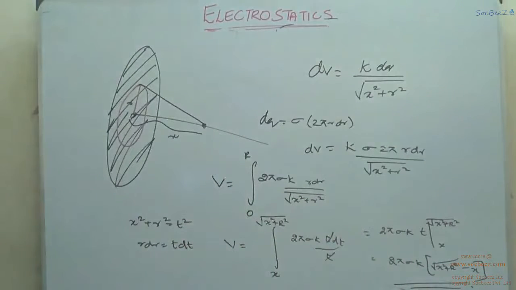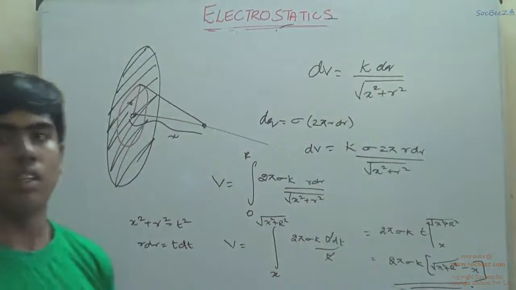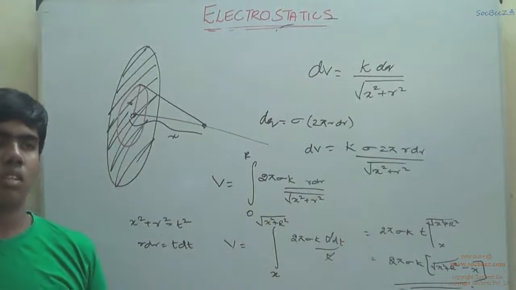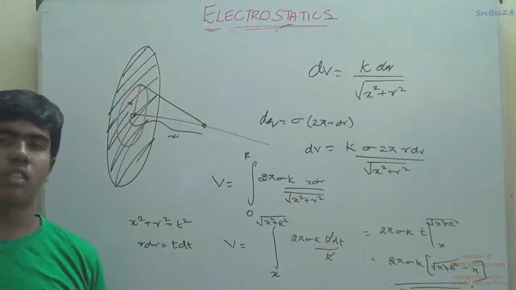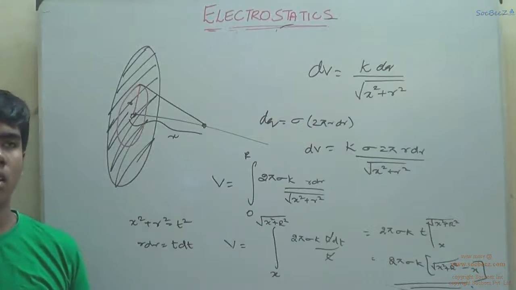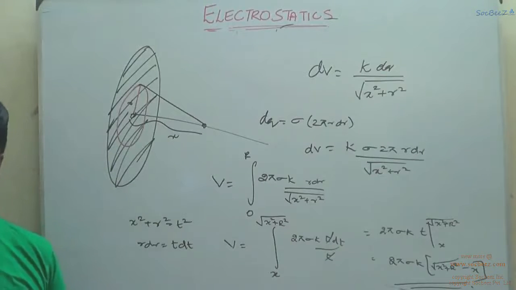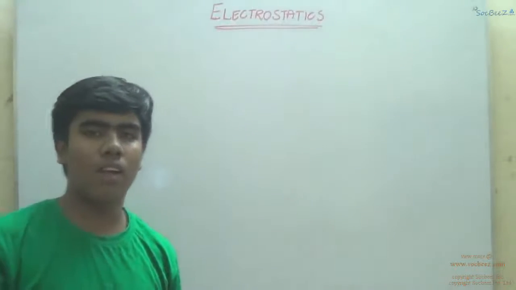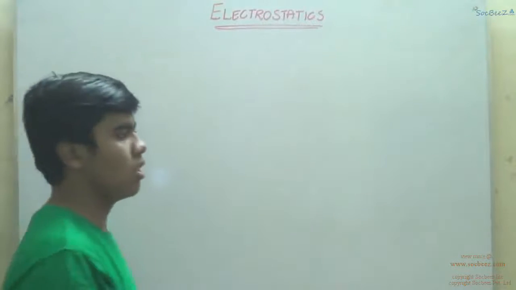So hope all these methods are clear. In the next session we will learn a bit more about finding out potential energies of systems, and then applying them to a few more questions based on conductors and all. That's why we will read a few more properties about the electric field and its relation with the potential.